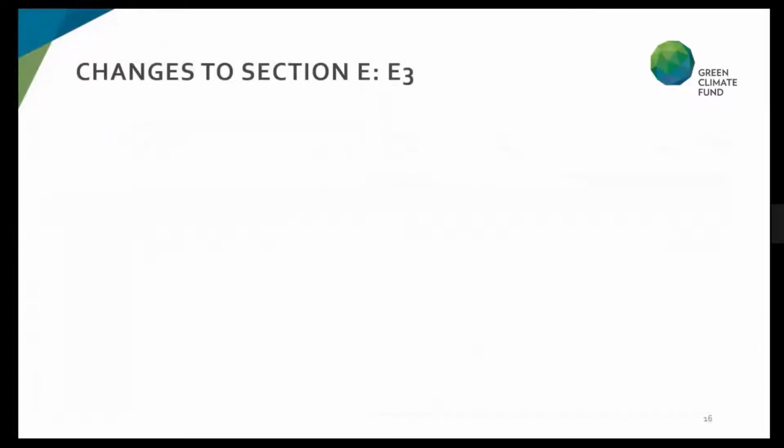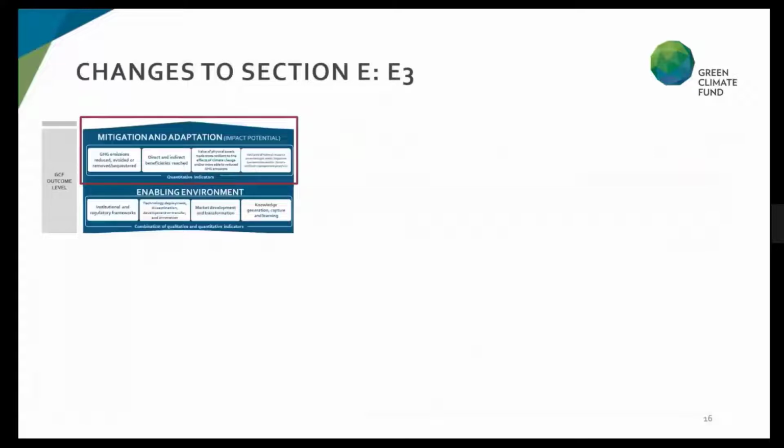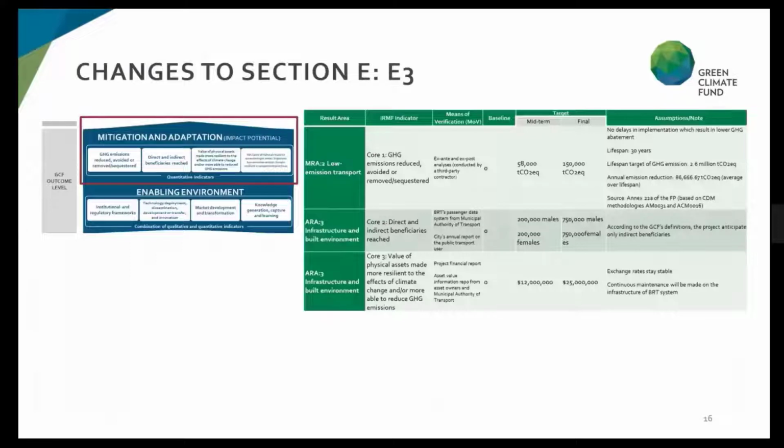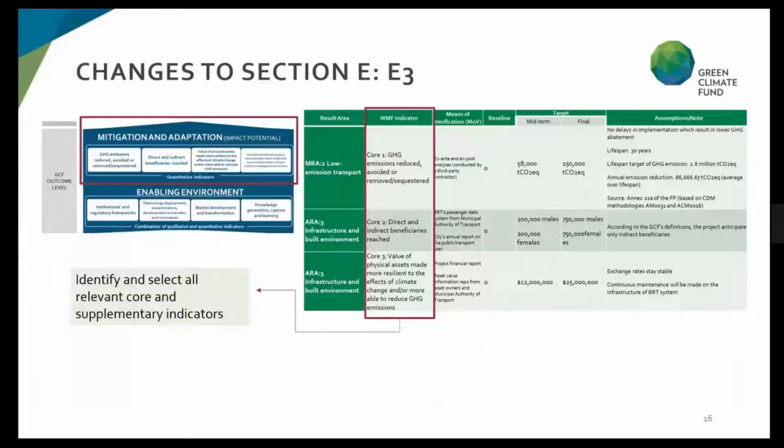So moving on to section E3, this section focuses on the GCF's mitigation and adaptation outcomes. And here you can see again a completed table for E3. The case study identifies 3 IRMF indicators, all of which are core indicators. It is important that you identify and select all core and supplementary indicators that are relevant to your project or program. Please note that the final indicator reference sheets will be available in the IRMF Results Handbook once approved by the GCF board.